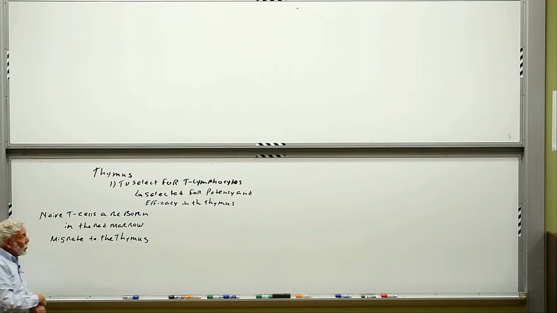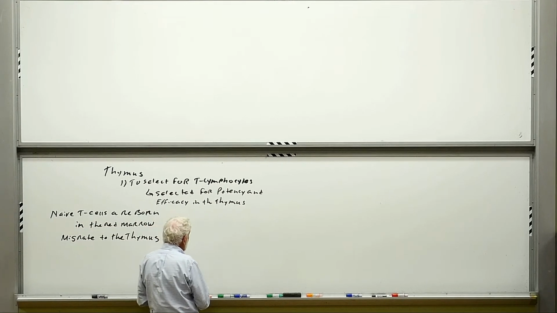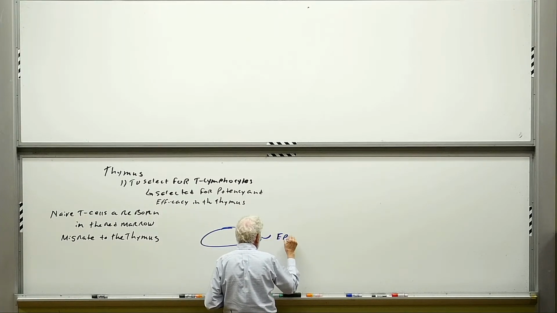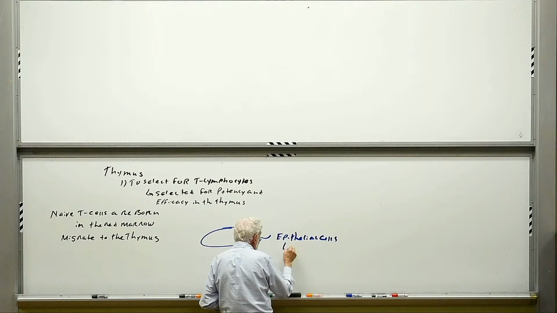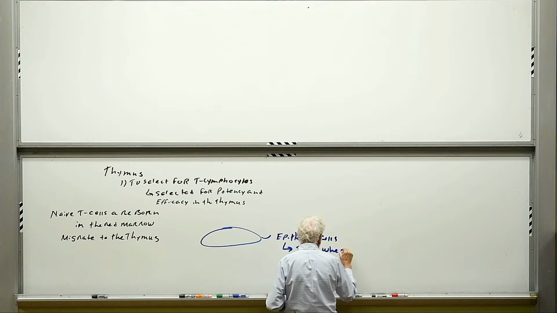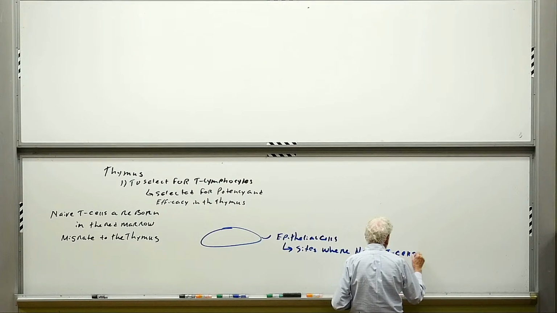Now, there are a whole host of cells in the thymus that are going to do this selection, but I'm going to simplify it a whole lot, and I'm going to make it a bit anthropomorphic, so I hope it helps you understand what's going on here. These naive T lymphocytes find their way to the thymus, and in the thymus there are epithelial cells. And these epithelial cells are sites where naive T cells bind.